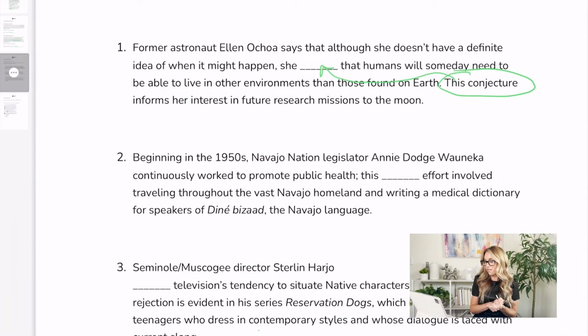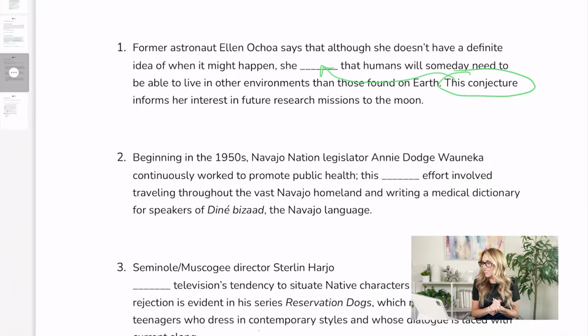In number 2, we have beginning in the 1950s, Navajo Nation legislator Frances Woodruff continuously worked to promote public health. This blank effort involved traveling. Okay, here's something interesting. You've got a semicolon. That is super important. If you see any interesting punctuation marks, semicolons, colons, hyphens, the chances are the definition is going to come right before it or right after it.